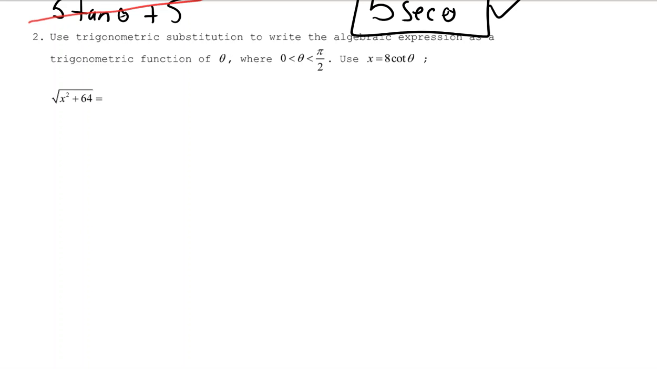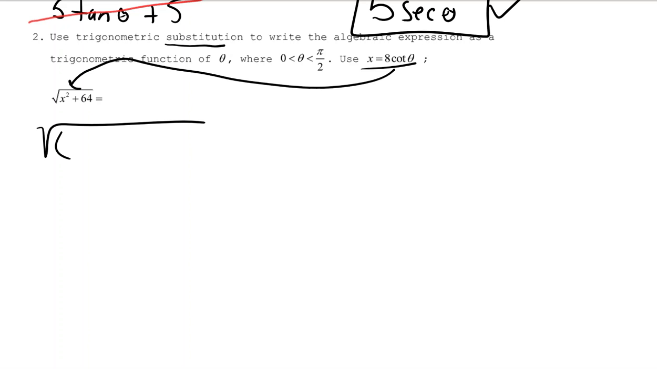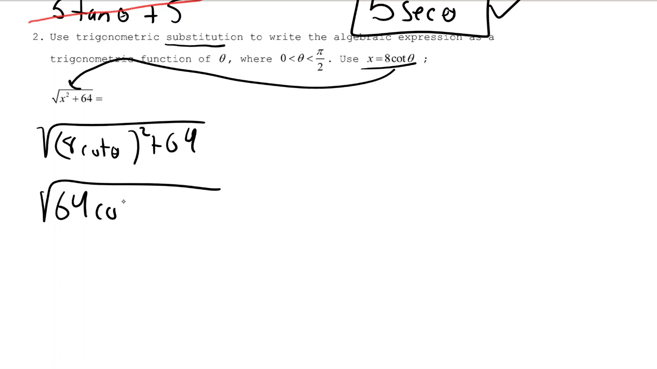Okay. So trig substitution, because you substitute this in. So instead of x squared plus 64, you've got 8 cotangent being squared plus 64. So then you can square this: 8 cotangent times 8 cotangent would be 64 cotangent squared.